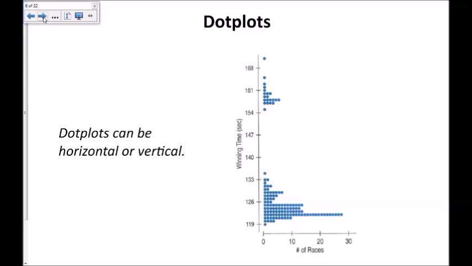Next are dot plots. You simply place a dot for each data point, usually integers, which is similar to a histogram, but they're drawn in dots instead of bars.